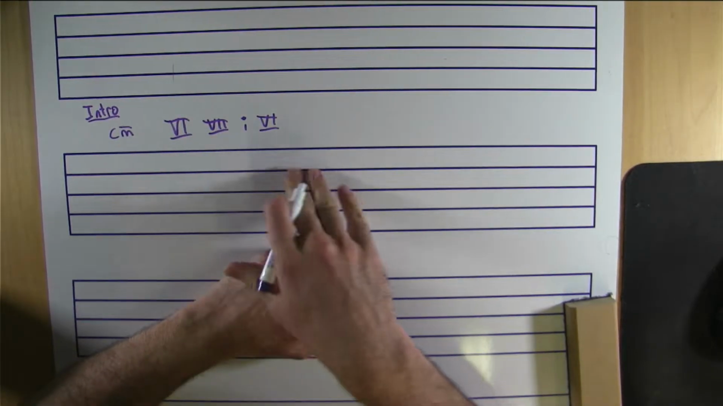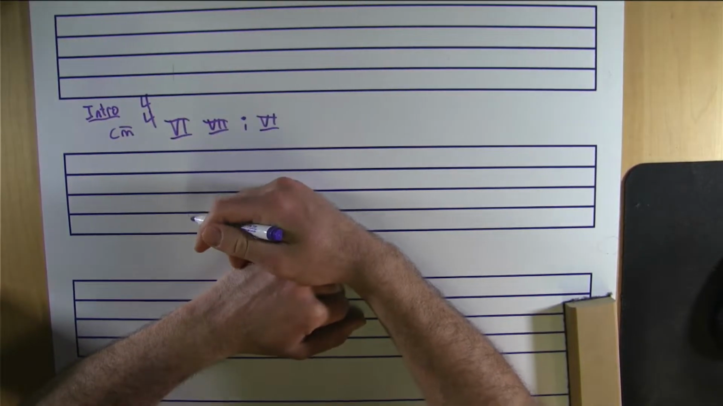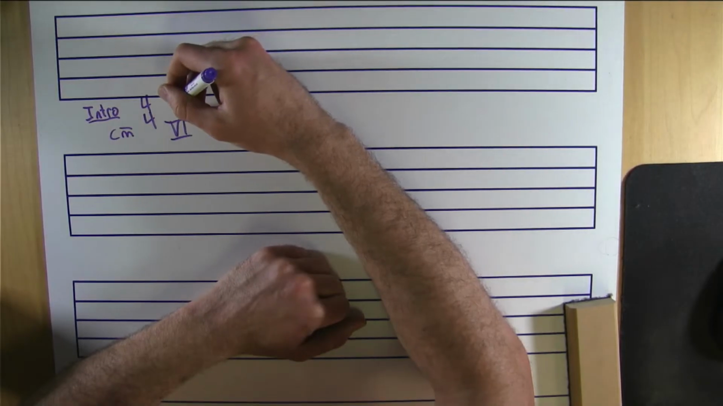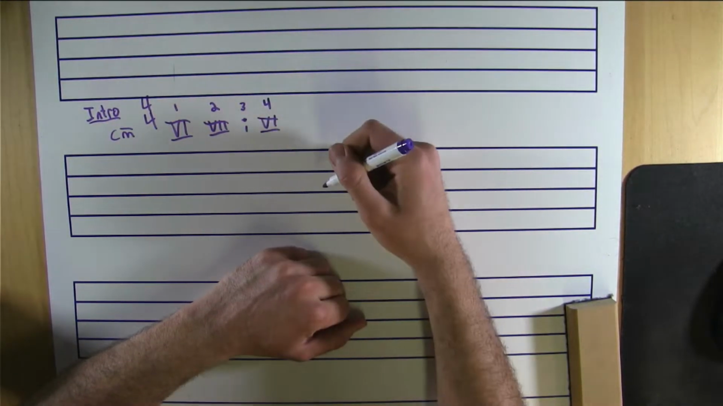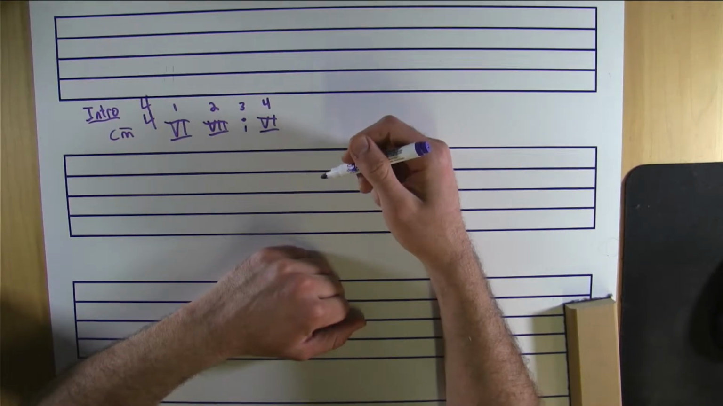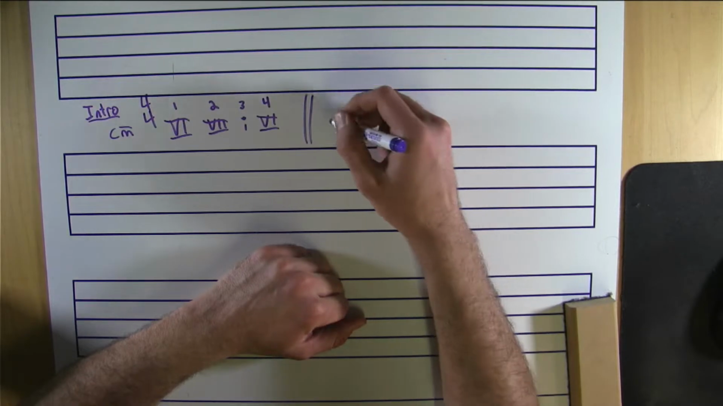And the harmonic rhythm here: the song is in 4/4, and for the introduction, it's one chord per measure, like that. In the introduction, you get this chord progression twice.